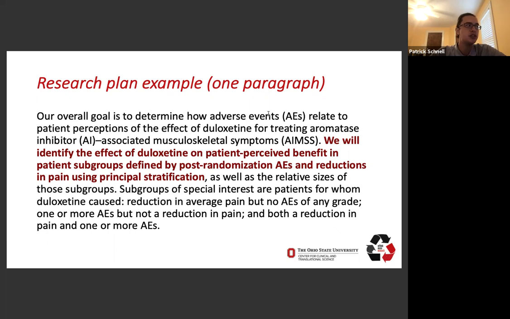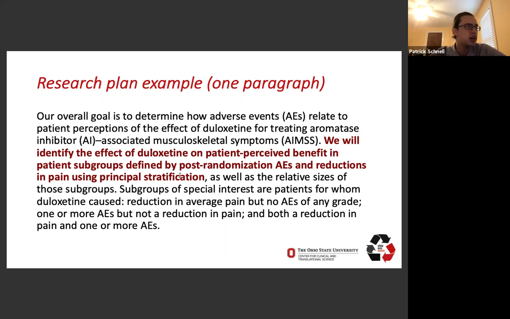So our overall goal is to determine how adverse events relate to patient perceptions of the effect of duloxetine for treating aromatase inhibitor associated musculoskeletal symptoms. We will identify the effect of duloxetine on patient perceived benefit in patient subgroups defined by the post-randomization adverse events and reductions in pain using principal stratification.